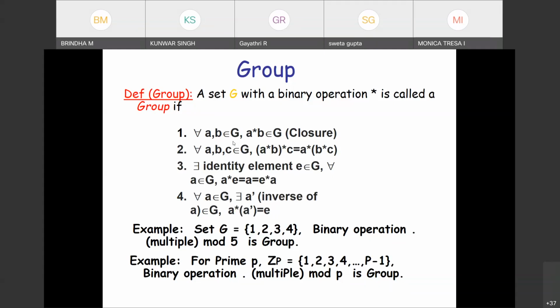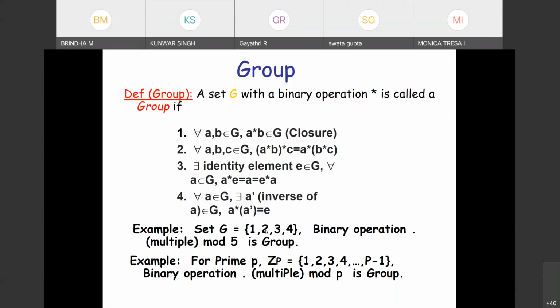If these four properties are satisfied, then G with the operation is called a group. For example, see a simple example: the set is 1, 2, 3, 4, and the operation is multiply modulo 5. It's closed, because if you multiply any two elements, since 5 is a prime number, you get one of 1, 2, 3, 4. The identity is 1, and every element has an inverse.